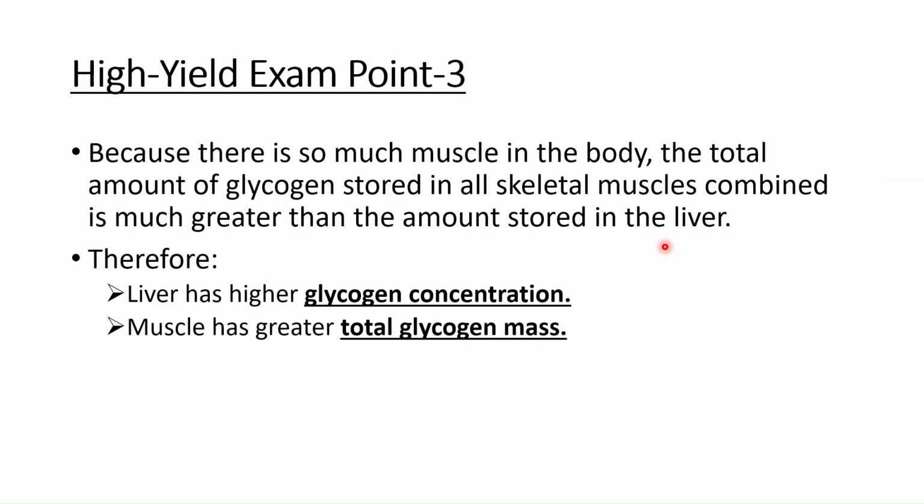Earlier we talked about glycogen concentration, but now we are talking about the amount of glycogen stored in the body. There is a lot of skeletal muscle mass in the body compared to the liver. The muscle has a greater glycogen mass in comparison to the liver, but the liver has a higher glycogen concentration compared to muscle. So you have to remember two key terms, that is the glycogen concentration and the glycogen mass.